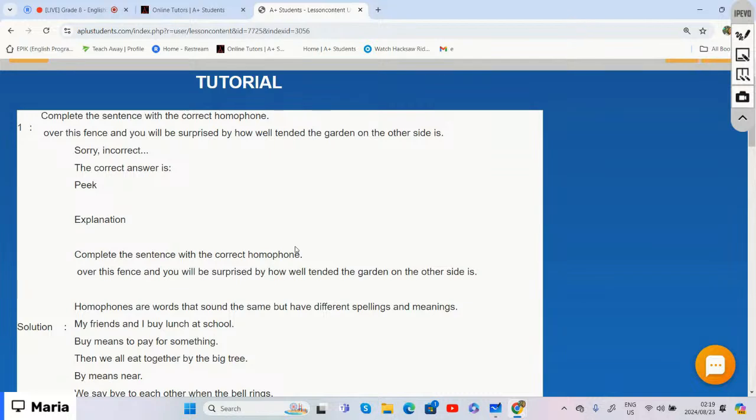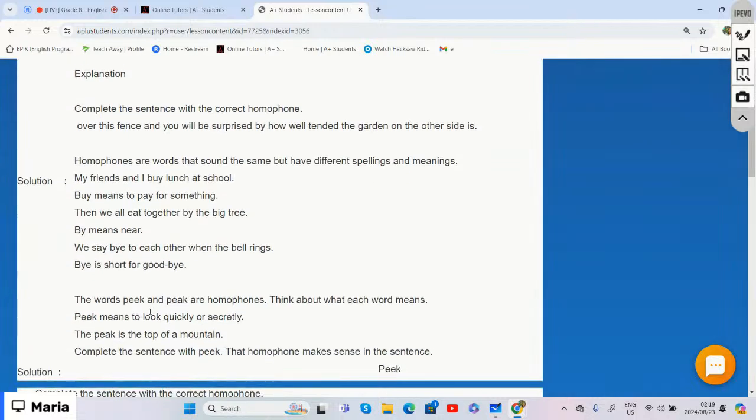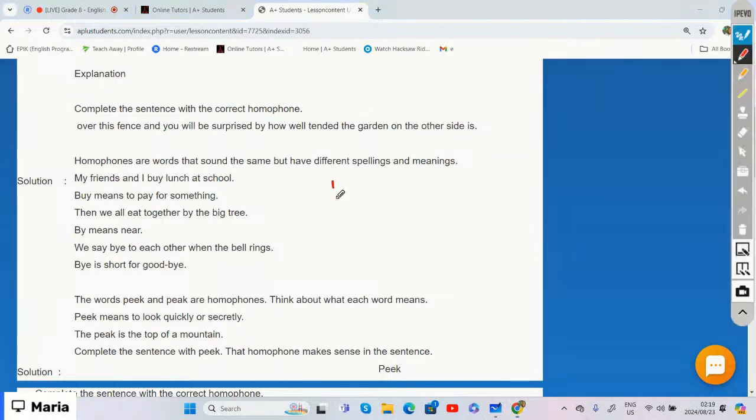All right. And if we look at this, they're only telling us, so it's like we need to fill in a missing word in front, right? It says, "over this fence." It's like saying, look over this fence, and you will be surprised by how well tended the garden on the other side is. Or it's like, peek over the fence, and you'll be able to see how well the garden is. So they want to use the word peek, right? Peek.